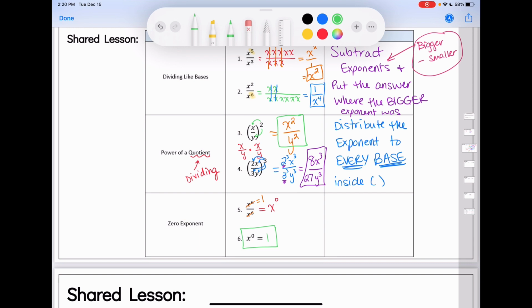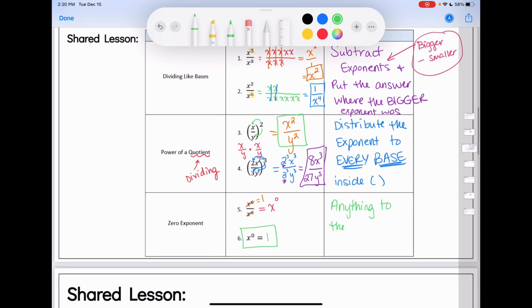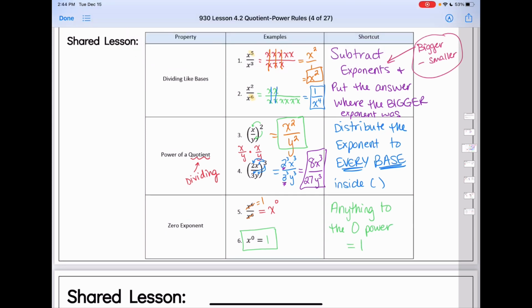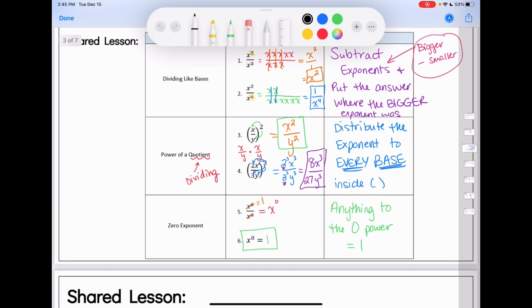Okay, so anything to the 0 power equals 1. Anything to the 0 power equals 1. So before we move on past our zero exponents and all of our other properties here, I just want to do a little practice with the zero exponents that's not written here.